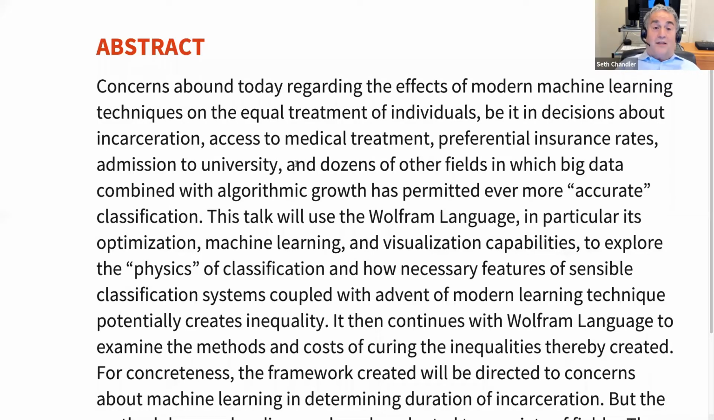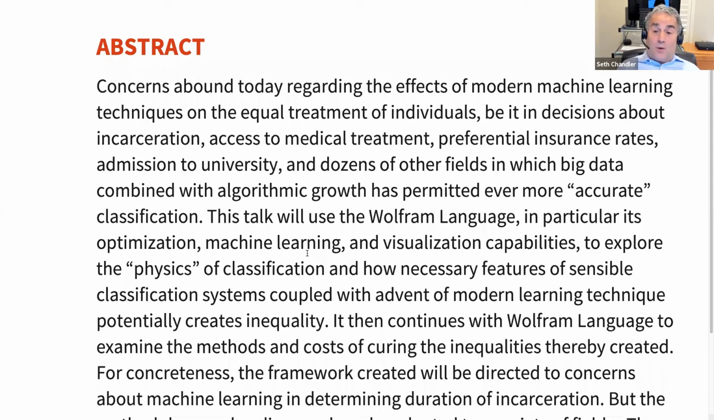Which focuses on the effects of machine learning on concerns about equality. And we see that all the time these days. We see decisions being made or influenced at least by machines with respect to incarceration, admission to university. That was a big topic in the UK recently. But basically, anytime you've got a machine or a person behaving like a machine, making a decision, the issues that I raise here are going to exist.